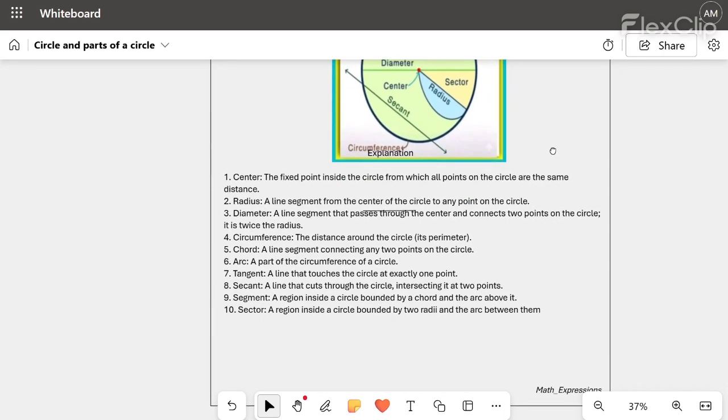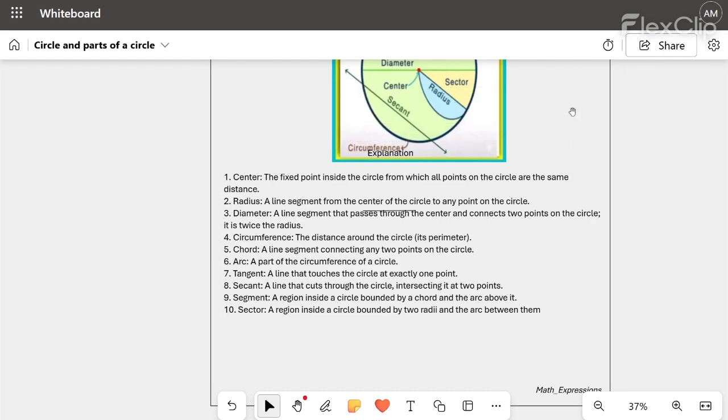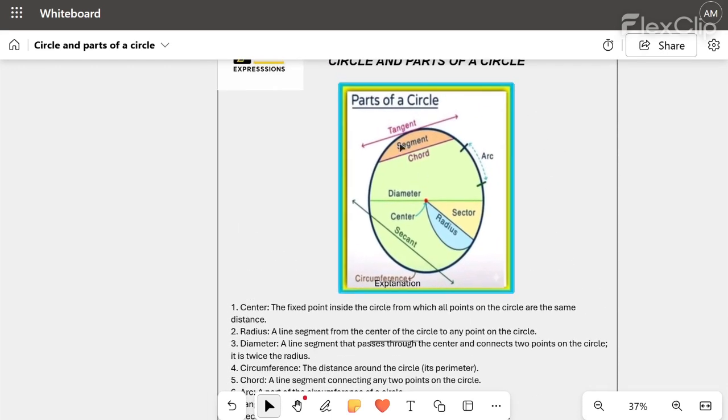Now, looking at the next part of a circle, which is the second to the last on the list, is segment. Segment is a region inside a circle bounded by a chord and the arc above it. Now let's look at what that means. Now this is called segment of a circle. Let's say here is point A, here is point B.